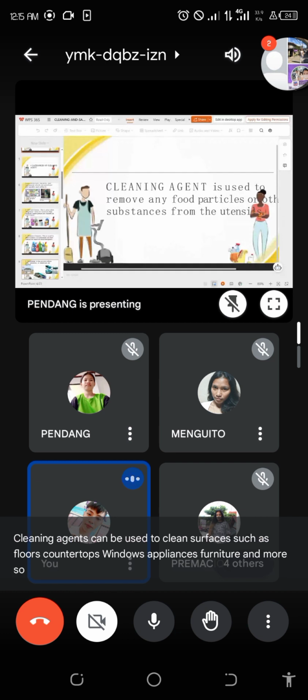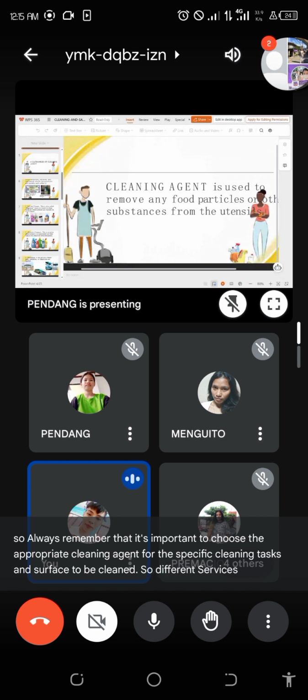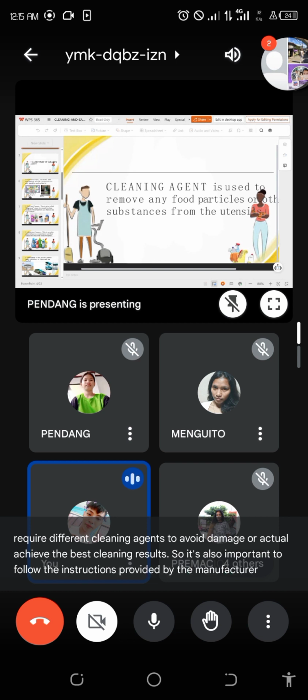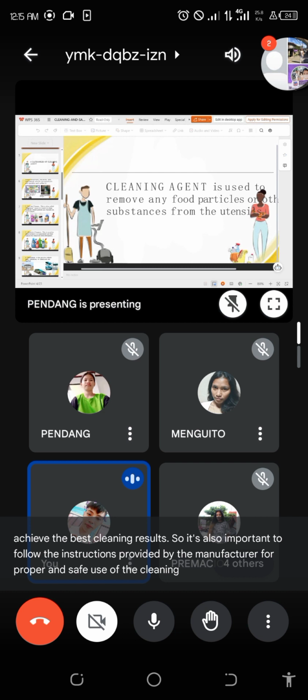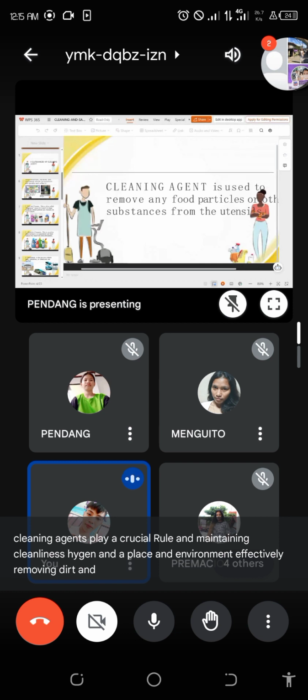So, always remember that it's important to choose the appropriate cleaning agent for the specific cleaning task and surface to be cleaned. Different surfaces may require different cleaning agents to avoid damage or achieve the best cleaning results. It's also important to follow the instructions provided by the manufacturer for proper and safe use of the cleaning agent. Overall, cleaning agents play a crucial role in maintaining cleanliness, hygiene, and a pleasant environment by effectively removing dirt and contaminants from surfaces and objects. So, please connect, Milan.